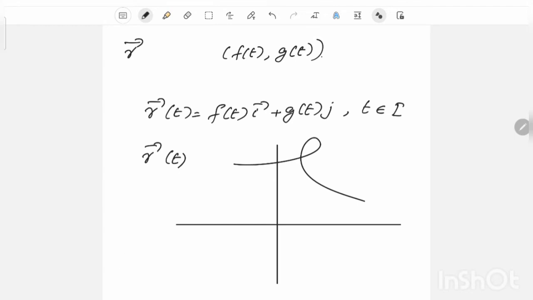Suppose t is an element of the closed interval [a, b]. Then as t varies on this interval, we get vectors, and the terminal points of these vectors represent each point of the plane curve, like this.